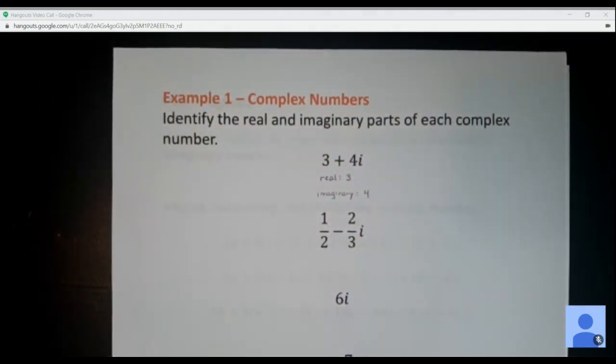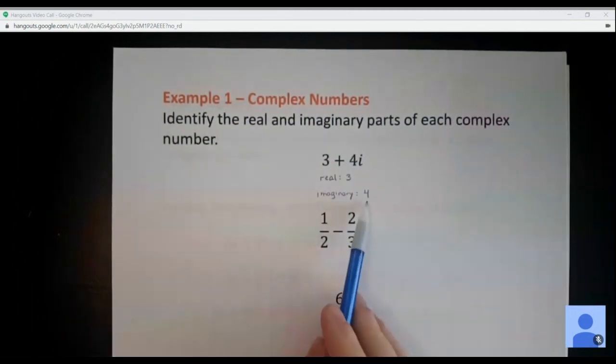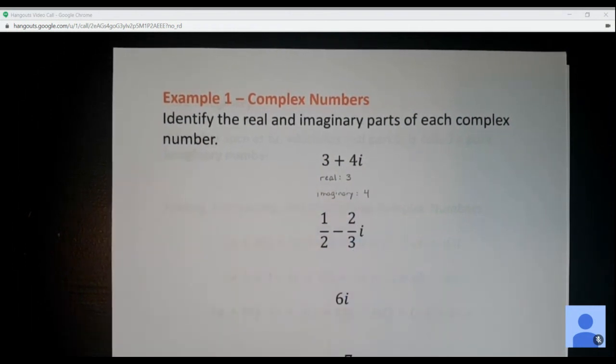And the reason I say that is in your WebAssign assignments, it's going to ask for what's the real part, what's the imaginary part. So just be careful when you're entering the imaginary part that you're only putting the number, you're not putting the i with it, because if you put the i in there, it's not going to give you credit. Okay, so the real part here is the 3, the imaginary part just 4. Any questions on that?